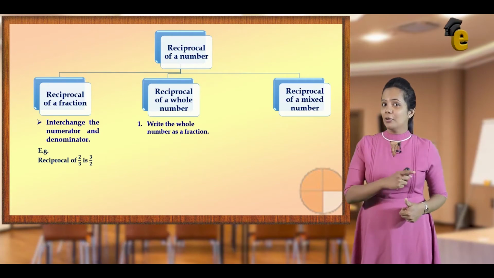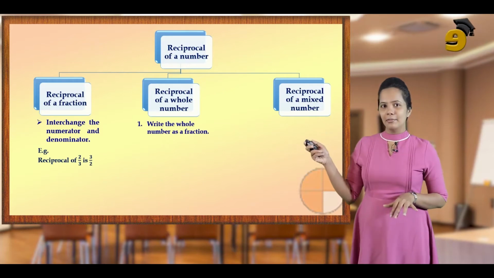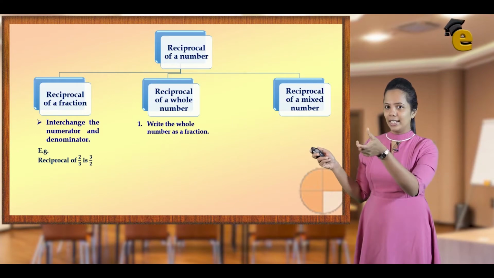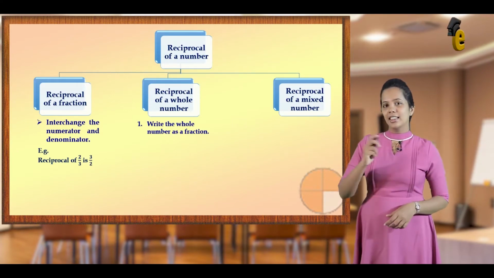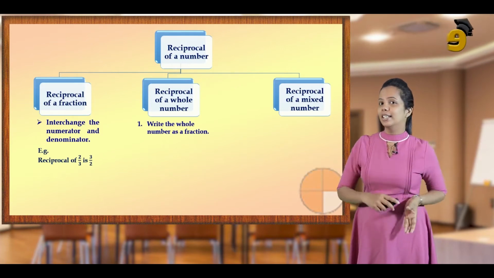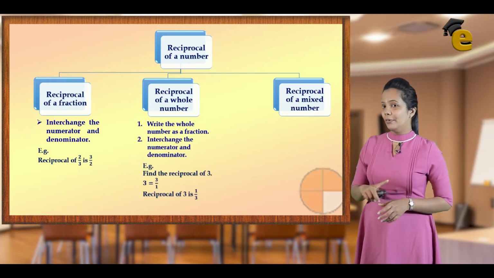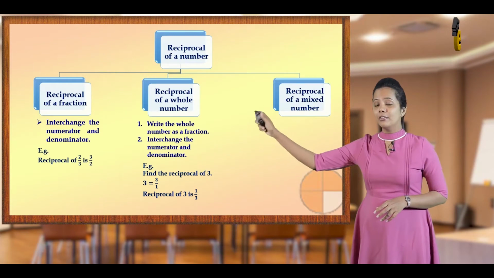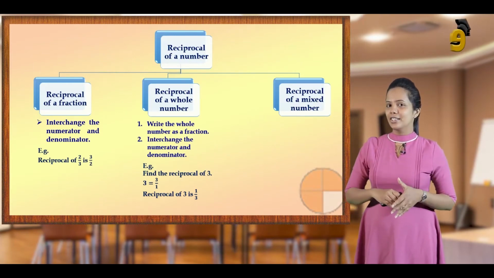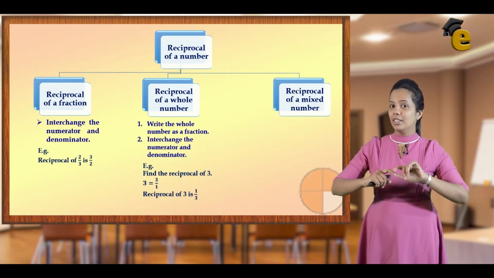And you learn how to convert a whole number into a fraction. When you have a whole number, you can write it as a fraction by taking the whole number as the numerator and 1 as the denominator. Then you take the reciprocal by interchanging the numerator and the denominator. Okay? So, consider this example. Now, you have to find the reciprocal of 3. First, you write 3 as the fraction. So, it is 3/1. You interchange the terms, that is 1/3.